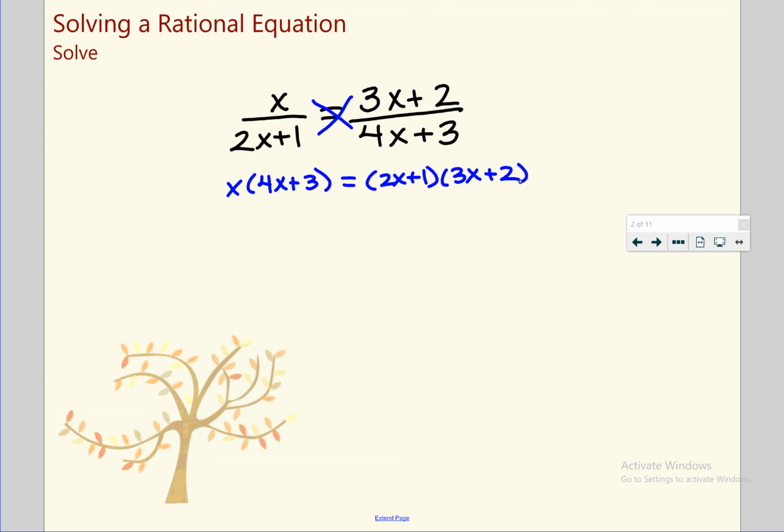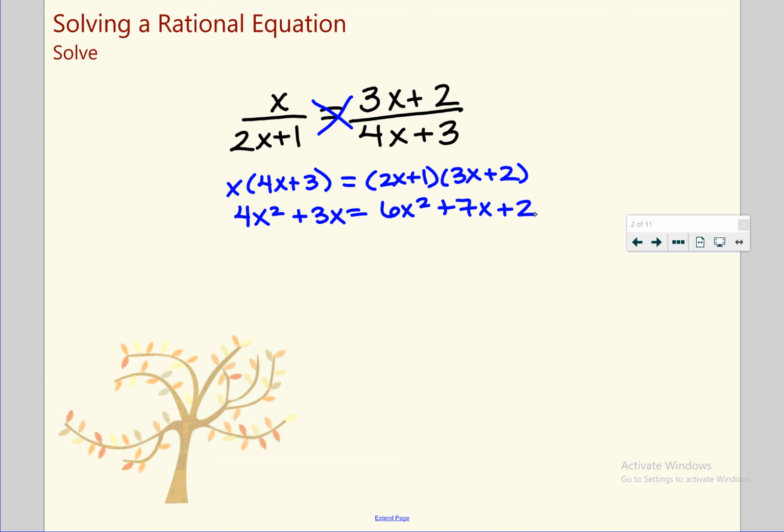On the left, I'm just distributing x through, which is going to give me 4x squared plus 3x. On the right side, we're foiling, so I'm going to get 6x squared. My outside terms are going to give me a 4x. My inside terms are going to give me a 3x. So if I put those together, I'm going to get 7x. And then my last terms, 1 and 2, are going to give me a 2. All right, so now you see we have a quadratic.